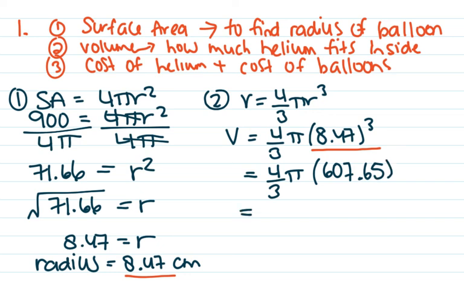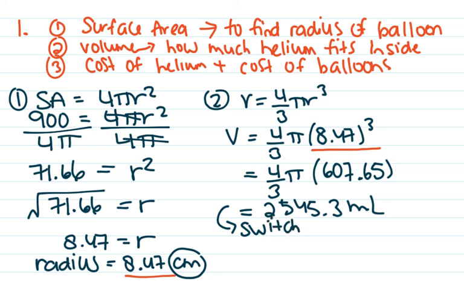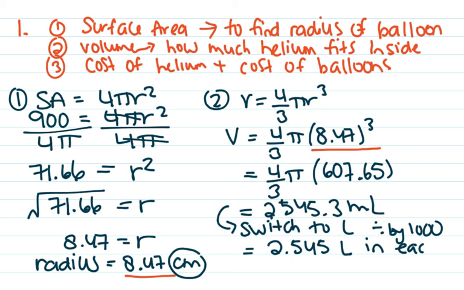And then 4/3 times pi times 607.65 equals 2,545.3 milliliters. So we know this is in milliliters because the radius was in centimeters. And when we go from area to volume, centimeters and milliliters convert. Now we need to switch this to liters because the price of helium is in liters. So in order to switch from milliliters to liters, we will divide by 1,000. So that equals 2.545 liters of helium in each balloon.